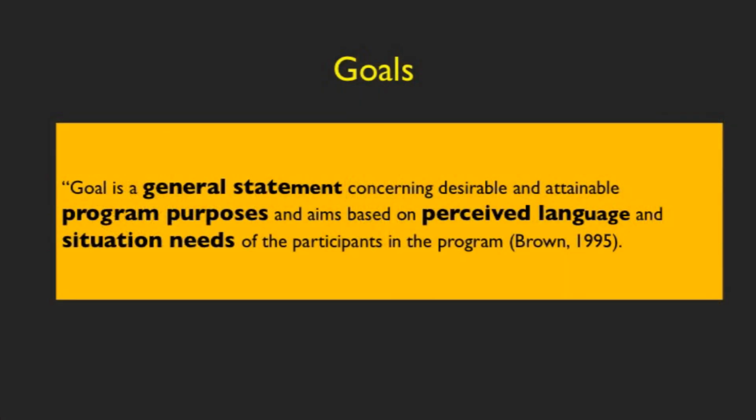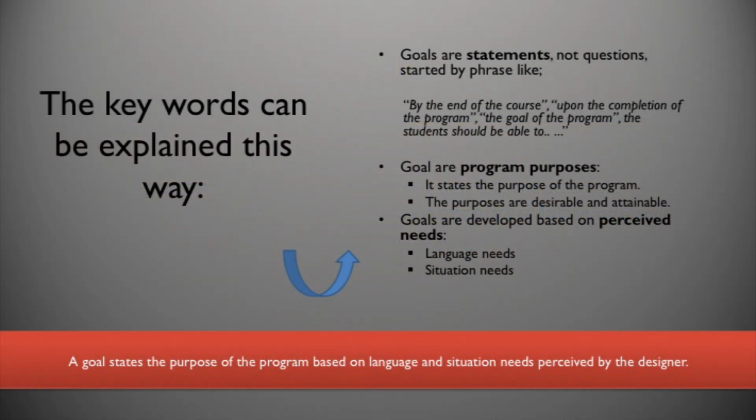The second step after conducting need analysis is formulating goals and objectives. Brown explains that goal is a general statement concerning desirable and attainable program purposes and aims based on perceived language and situation needs of the participants in the program. The keywords from that definition can be explained this way.